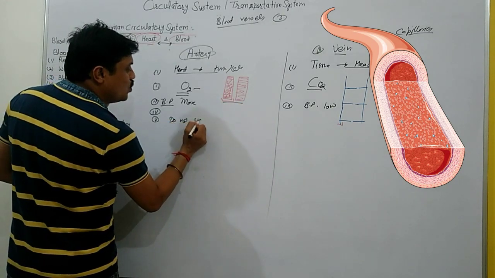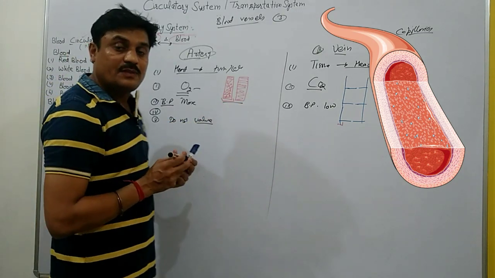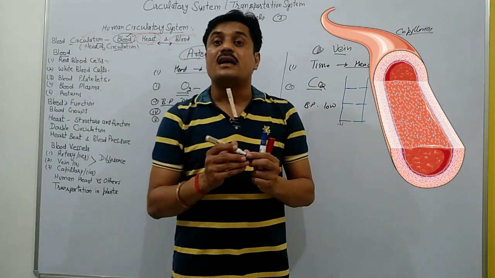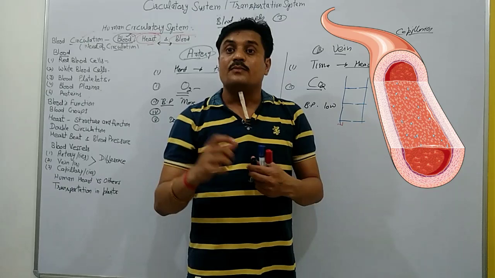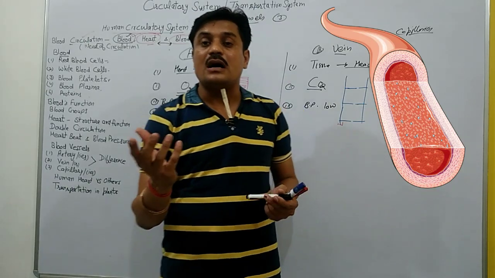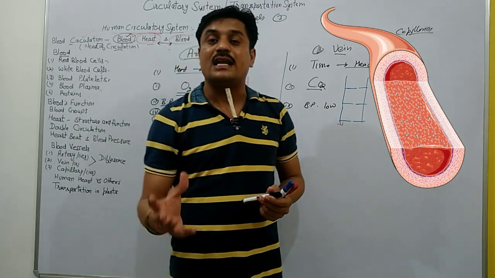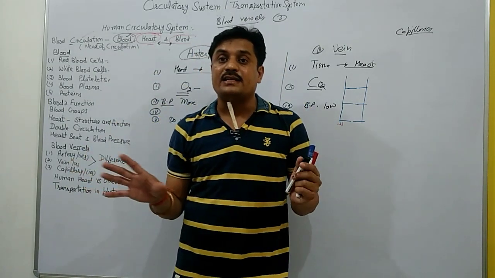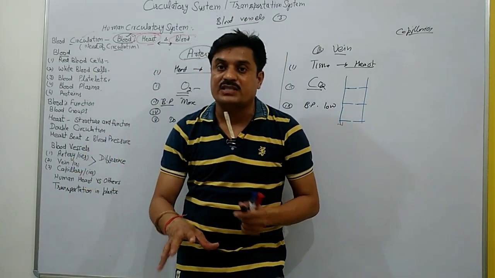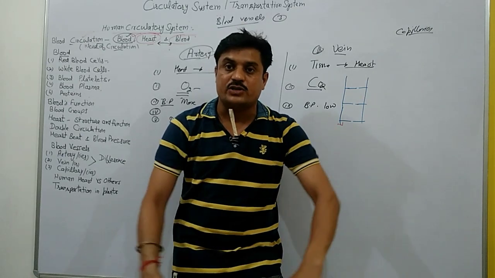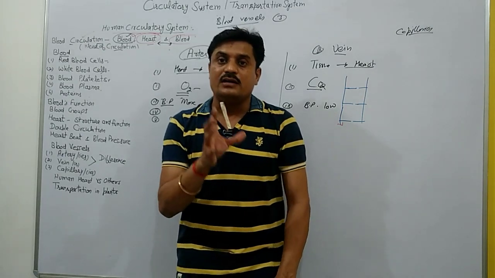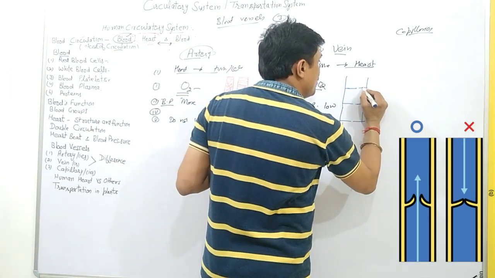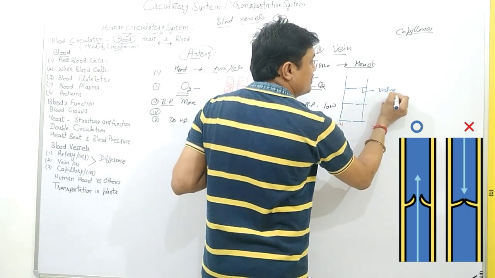They do not have valves in them, because the blood in the artery flows by the pressure exerted by the contraction of the heart. But what about the vein? How does the vein collect blood from the entire body? The veins do not have any such pumping system which can pump blood from tissue into the heart. What they have are valves in them. These are the valves.